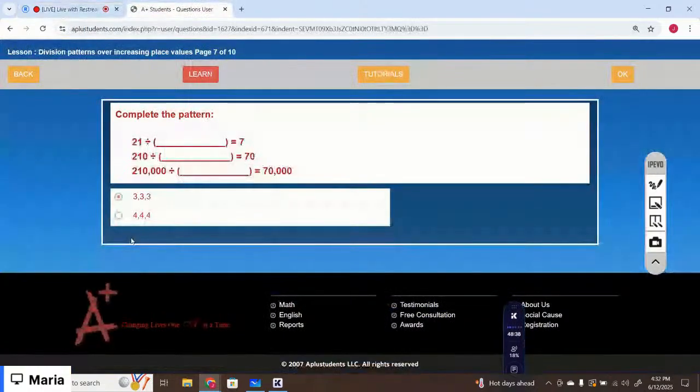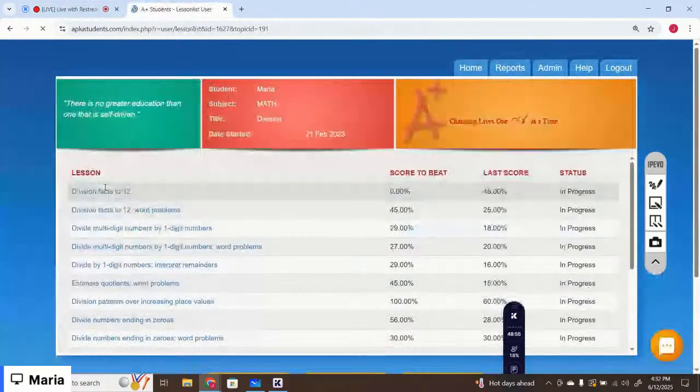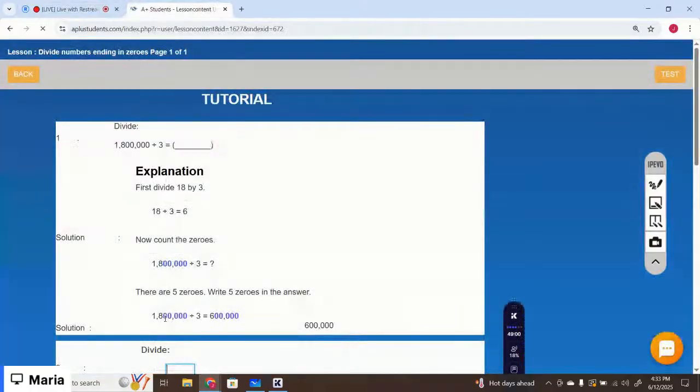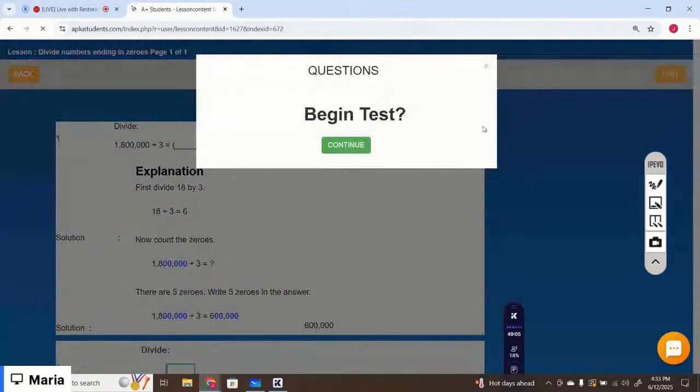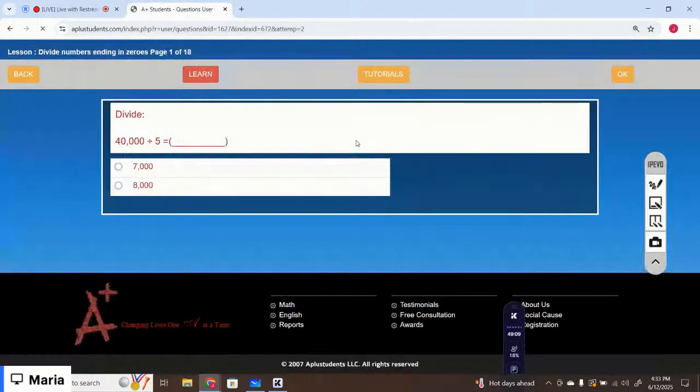Okay, let's just move on to the next lesson. The next lesson is divide numbers ending in zero. So let's just start with the lesson. Dividing numbers ending with zero is the easiest one. You just have to divide the non-zero values and we need to add the zeros.